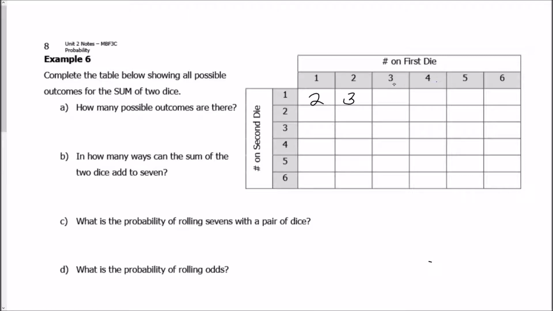Okay. This next one, you got 3 on the first die, 1 on the second die, so 3 plus 1 is 4. Here we're going to do 4 plus 1, so we'll get 5. Here we'll get 5 plus 1, which is 6. And then here, if you get 6 on the first roll and 1 on the second roll, you will have a sum of 7. Okay. For this one right here, if you get 1 on the first roll and 2 on the second roll, then you'll have a sum of 3.